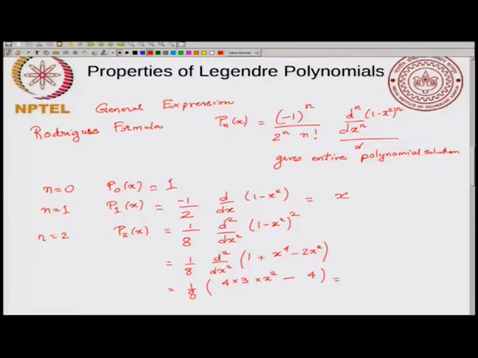Okay. So this is nothing but half of 3x squared minus 1, which is exactly what we had earlier. Now this formula that Rodrigues gave is a very nice formula. It tells you how to generate each of the Legendre polynomials.